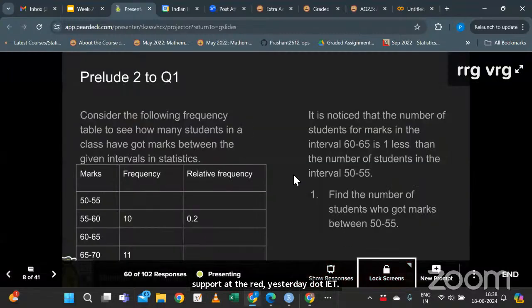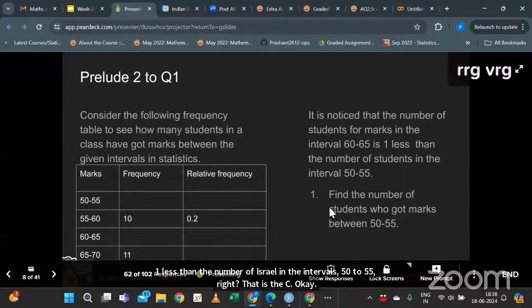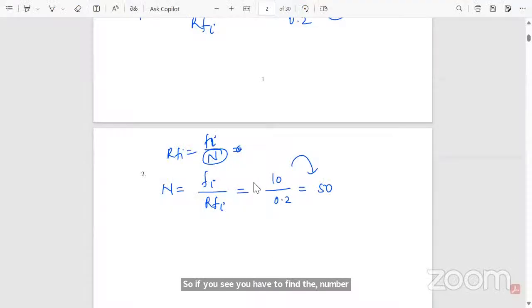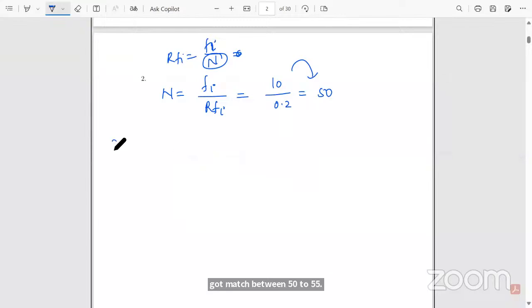Answers are 15, 15, 20. Some variations are there, with the majority being 15. In the question, it says the number of students in the interval 60 to 65 is one less than the number of students in the interval 50 to 55. You have to find the total number of students who got marks between 50 to 55. We have four categories: 50 to 55, 55 to 60, 60 to 65, and 65 to 70. For this one, it's 10.